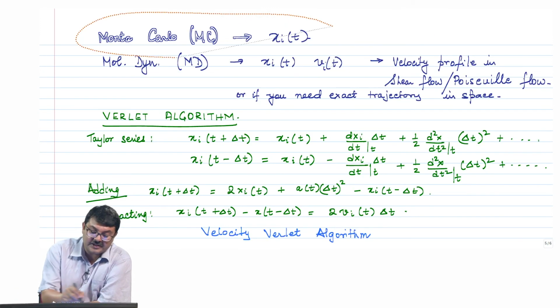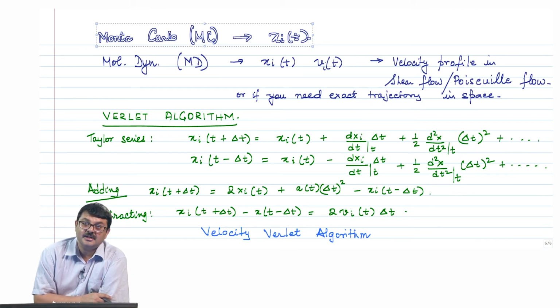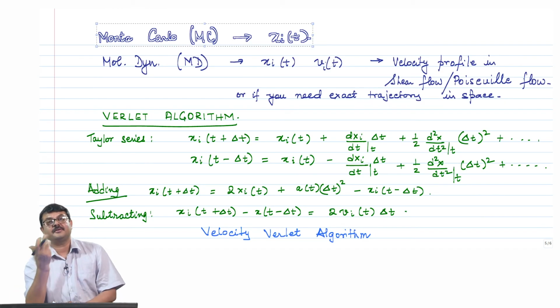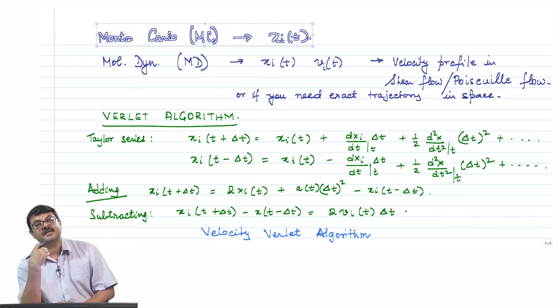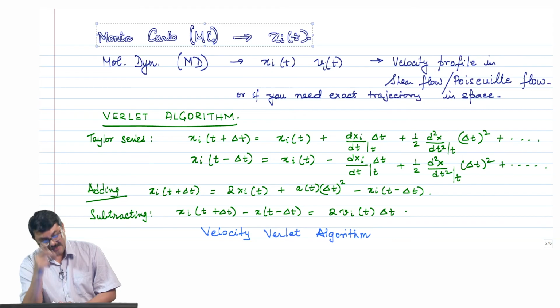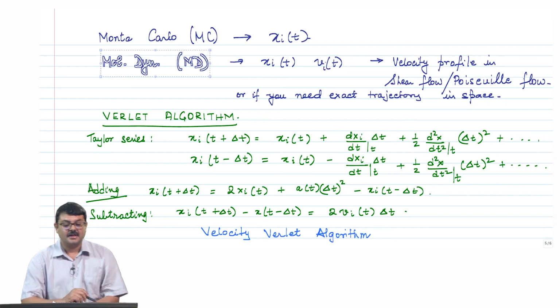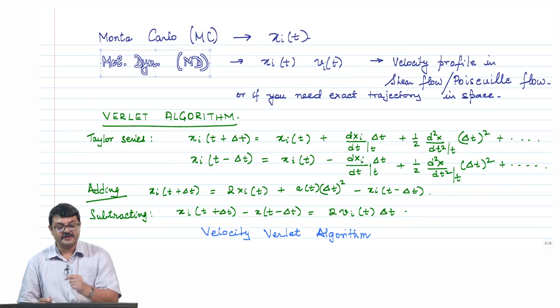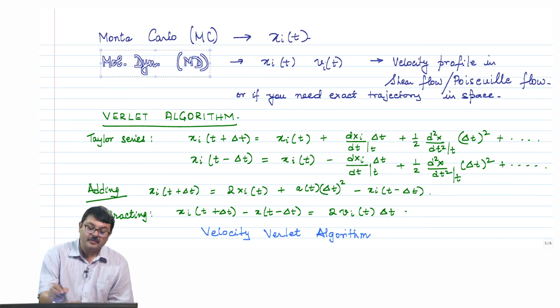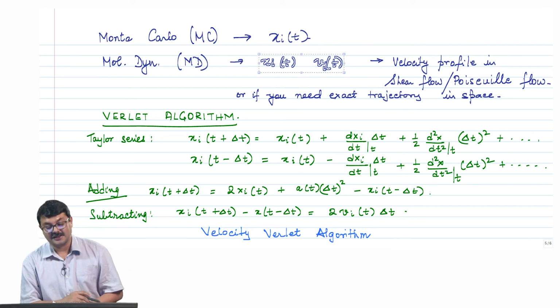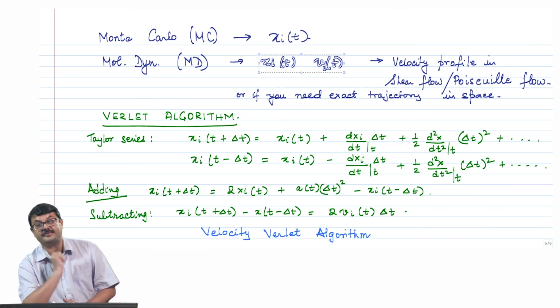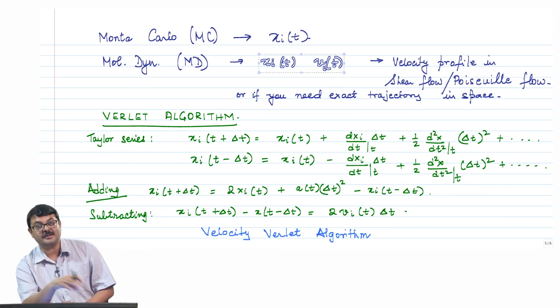So, in Monte Carlo simulation, the degree of freedom which you are working with to generate different microstates of the ensemble is x_i, whereas in molecular dynamics simulations, which I denote by MD, and Monte Carlo is MC, in molecular dynamics you have access to both position and velocities. So, this is the key difference. So, if you want the exact trajectory of a spaceship in space, you do molecular dynamics.